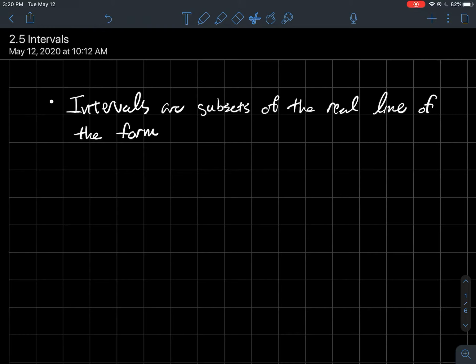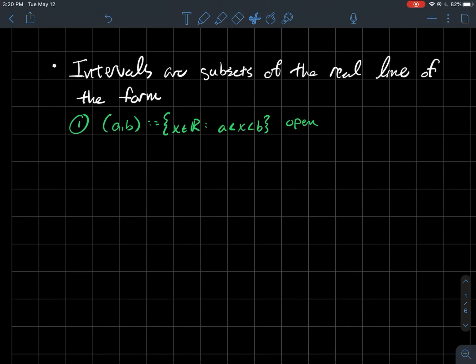This is a short video on intervals of the real line. So intervals are subsets of the real line, and they're special subsets that can have any of the following forms. So college algebra kind of stuff, when you use parentheses, that means you don't include the endpoints, but you do want all the real numbers in between them.